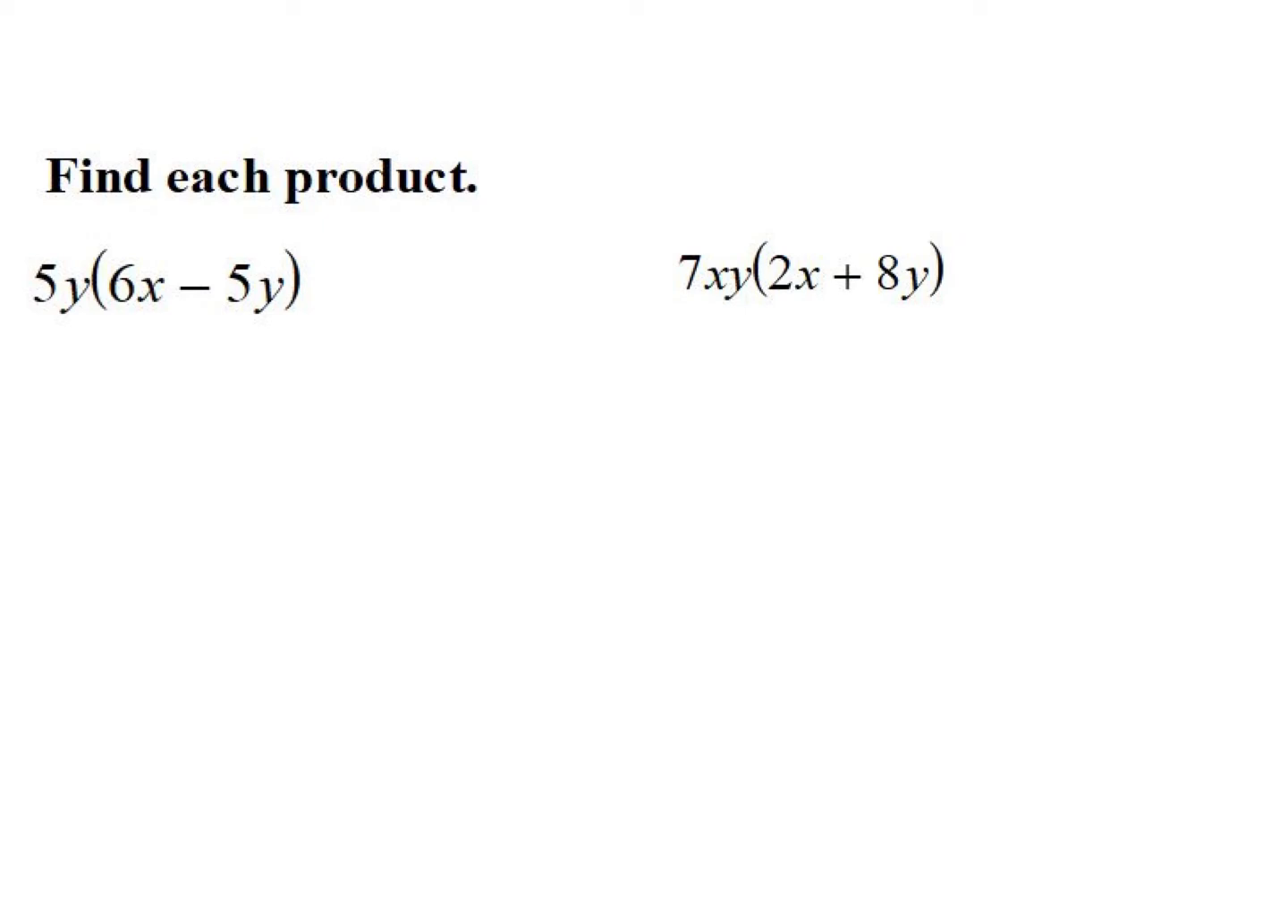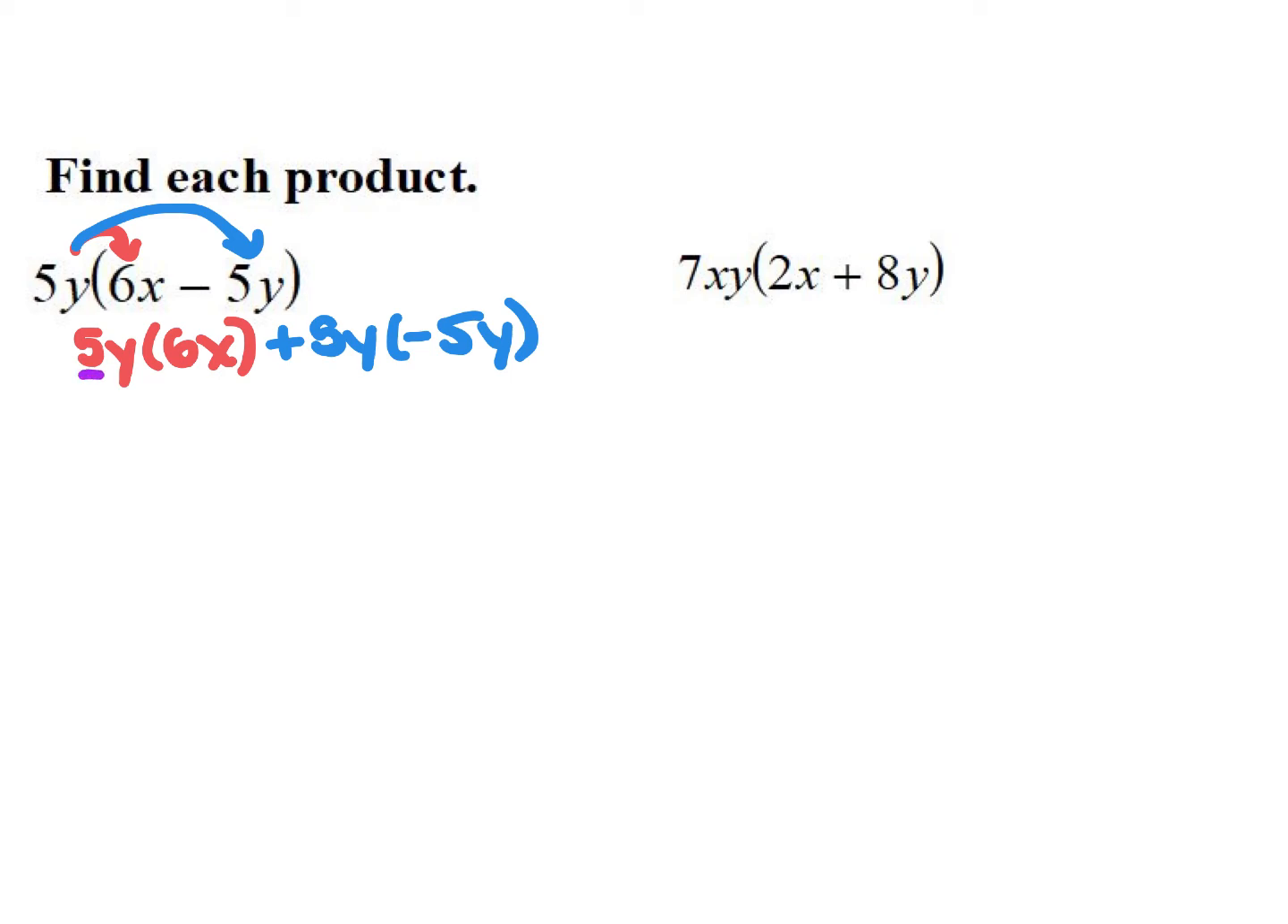Now let's go through some examples with multiple variables. When I have multiple variables, I'm going to follow the same process. I'm just a little more careful with how I combine them. So I'm going to multiply the 5y times 6x and the 5y times minus 5y.